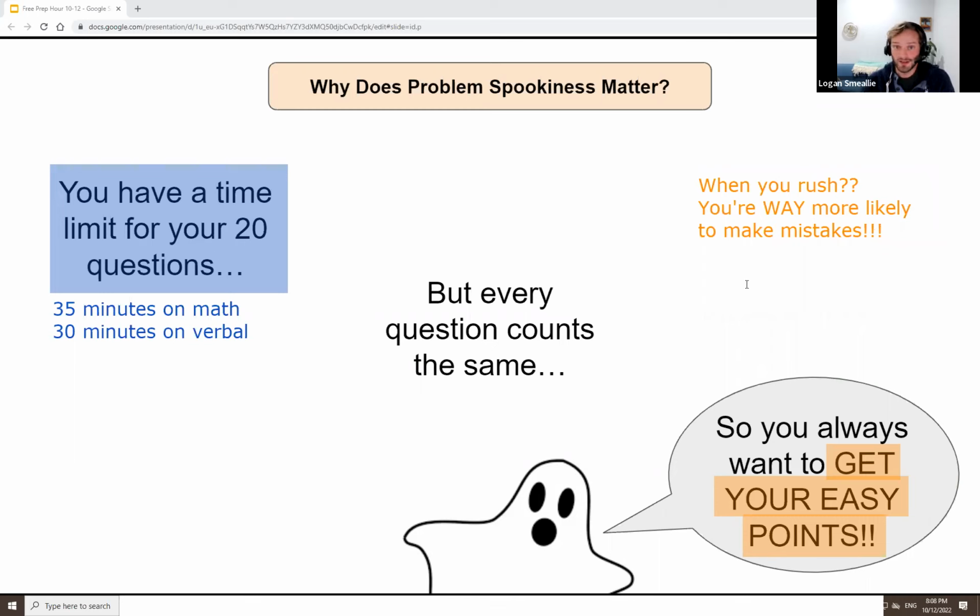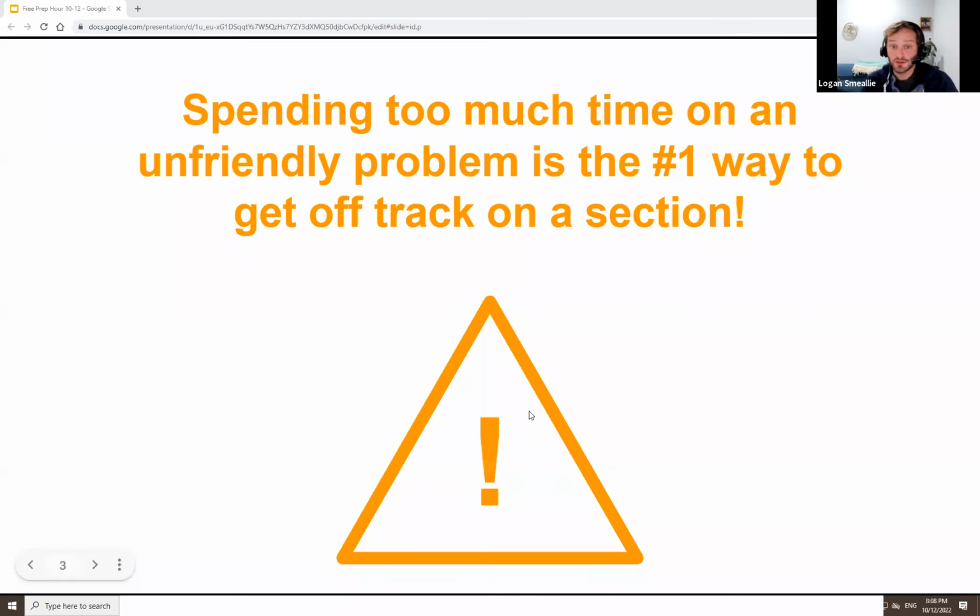People say after they take a test and they're not super happy with how they did, whether it's a practice test or the real thing, they'll say, oh, I feel like I was making some silly mistakes. Everybody makes silly mistakes sometimes, so don't beat yourself up about that. But the more you accidentally start to rush because you spent too much time on hard questions, the more likely you're going to make those silly mistakes. And that's why I believe spending too much time on unfriendly problems is the number one way to sort of mess yourself up on a section.